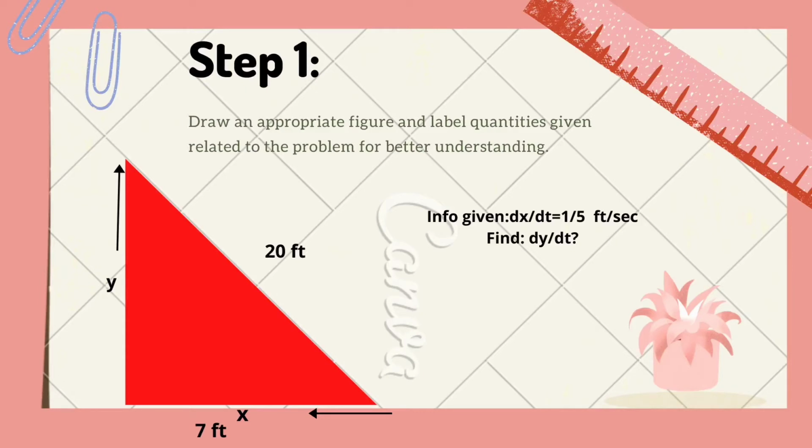For the first step, we can draw an appropriate figure and label the quantities given related to the problem statement for better understanding. From the problem statement, we know that the bottom of the ladder is 7 feet away from the house wall. We also know that the ladder is moving up at a rate of 1/5 feet per second. Based on the question, it asks us how fast the top of the ladder is moving up, which is dy/dt. So from the information given, we know that dx/dt is 1/5 feet per second, and the question asks us to find dy/dt.